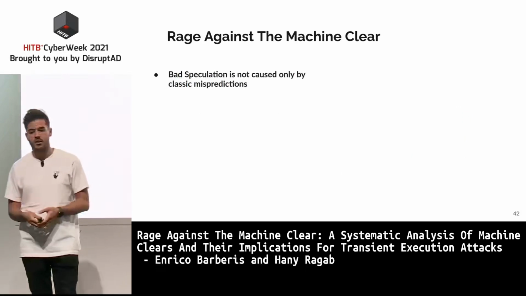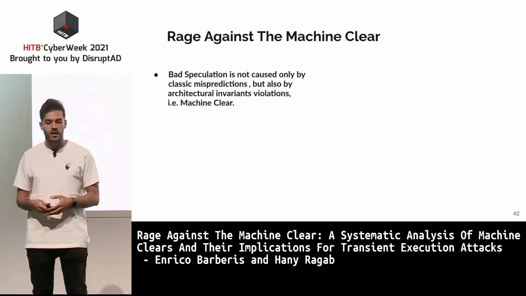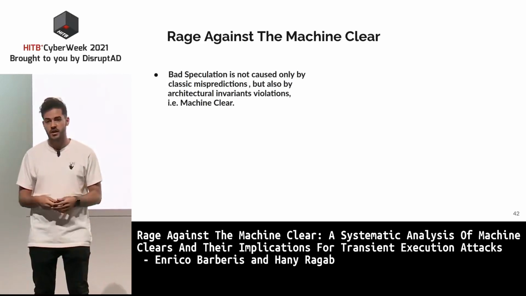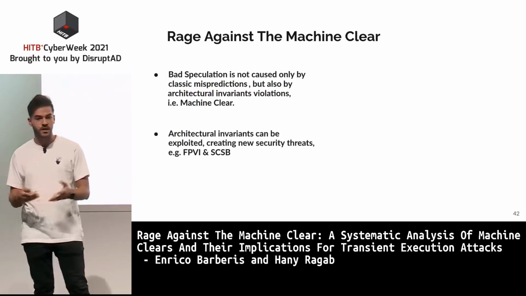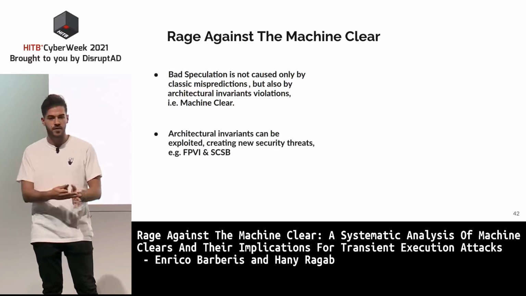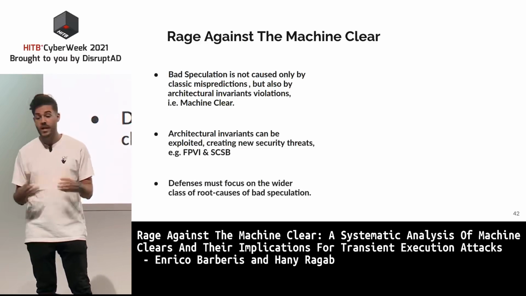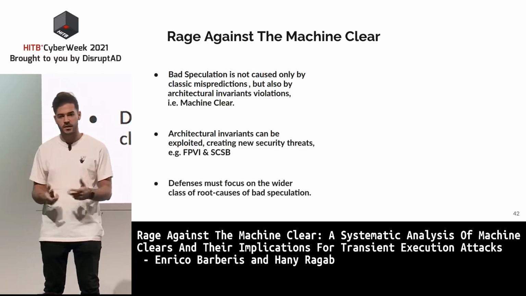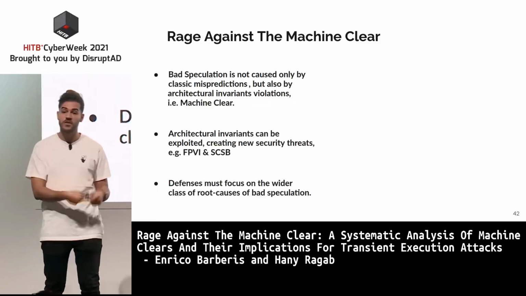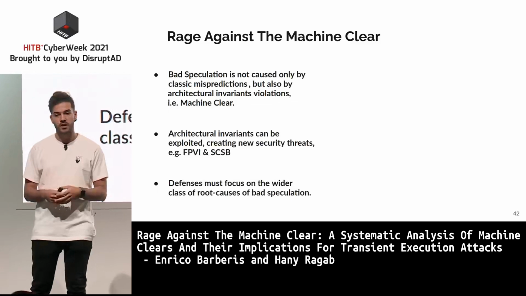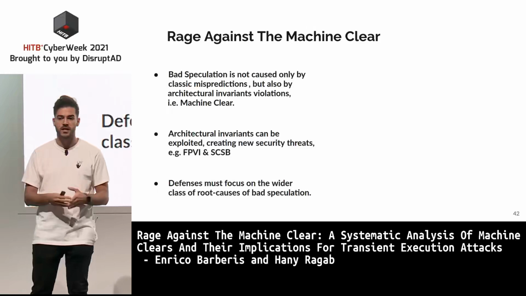To conclude, bad speculation is not caused only by classic mispredictions, but also by architectural invariance violations, like the different types of machine clear that we presented today. These architectural invariants can be exploited, creating new security threats like floating point value injection and speculative code store bypass. And we think that defenses from now on must focus on the wider class of the root causes of bad speculation, which are not only avoiding mistraining a predictor. As we saw here, we can deterministically perform these types of attacks, and therefore the defenses must take this into account too.